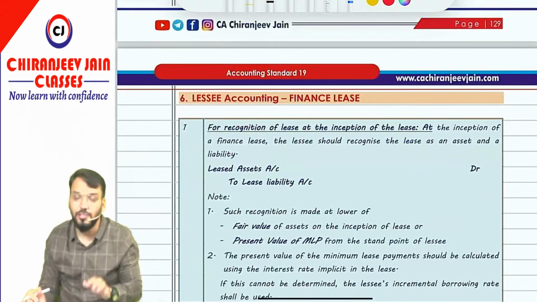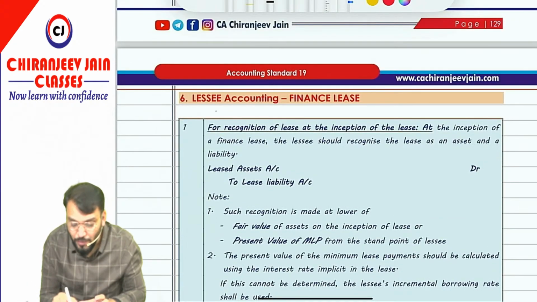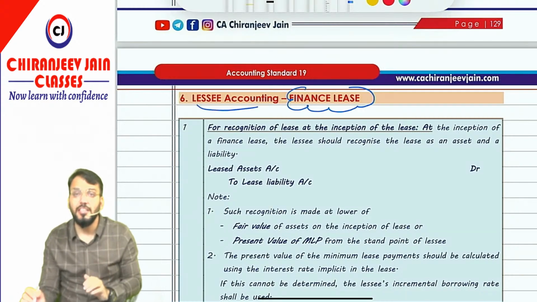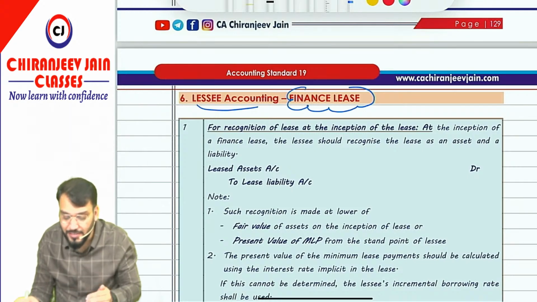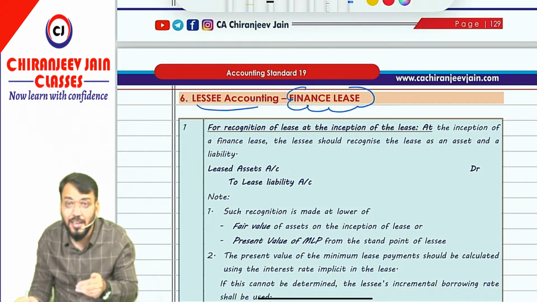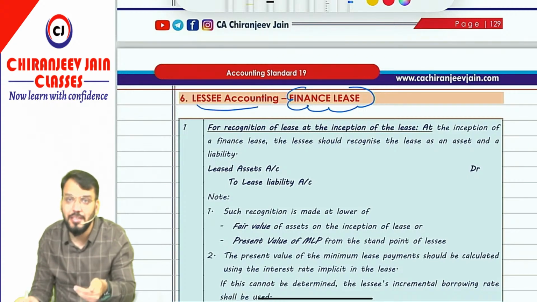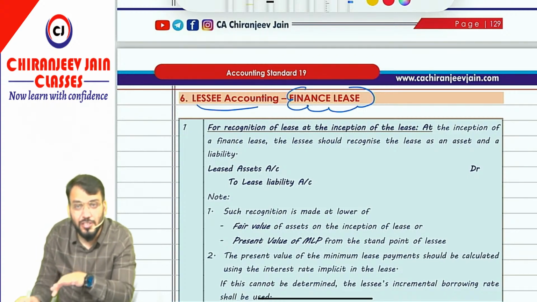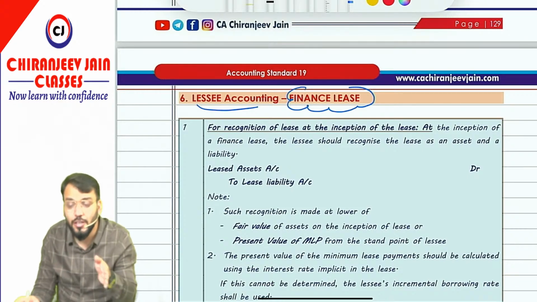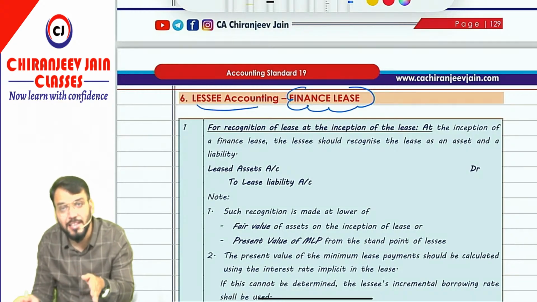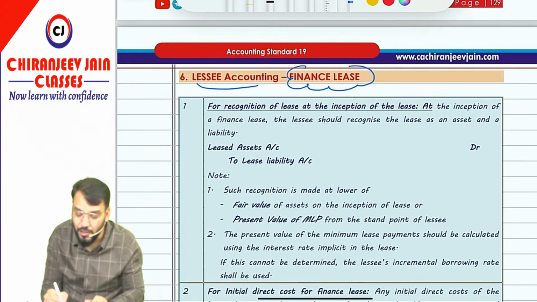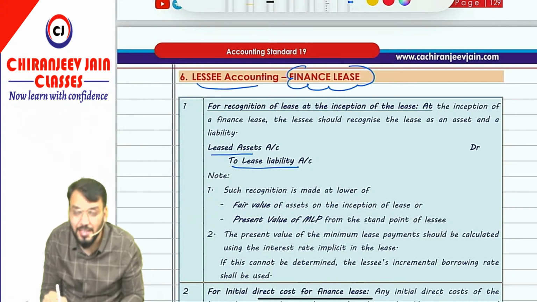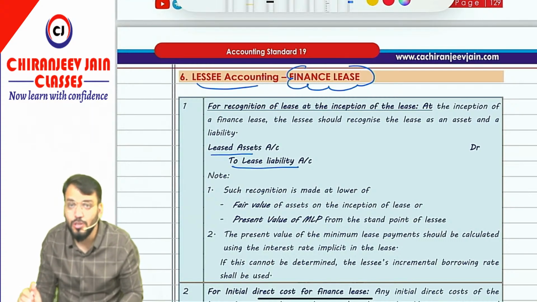Now let us come to the accounting treatment. First we'll do accounting treatment for finance lease in the books of lessee. In the books of lessee in case of finance lease, we need to recognize a lease asset and a lease liability, because substantially all the risk and reward has been transferred. So once substantially all the risk and reward has been transferred, that asset will be recognized in the books of lessee. So what journal entry will pass? Lease asset account debit to lease liability, correct?